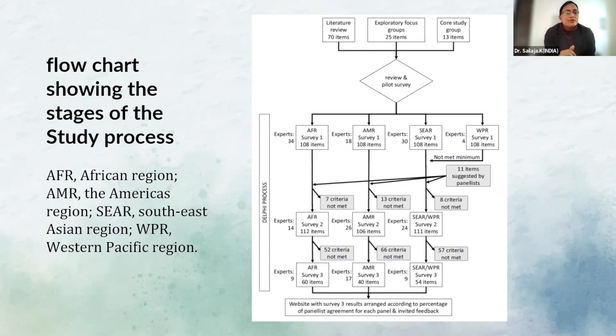So this is the flow chart, which is showing the stages of the study process. And the short forms have been explained here: African region, American region, Southeast Asian region, and Western Pacific region. I will go through this one by one in the next few slides.